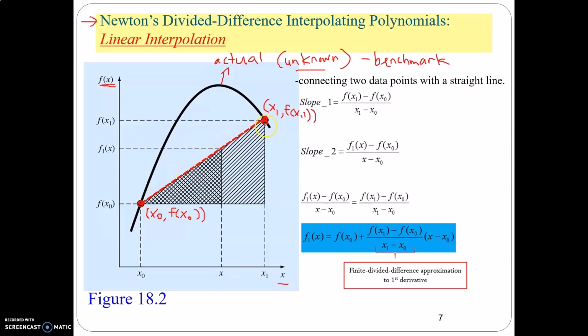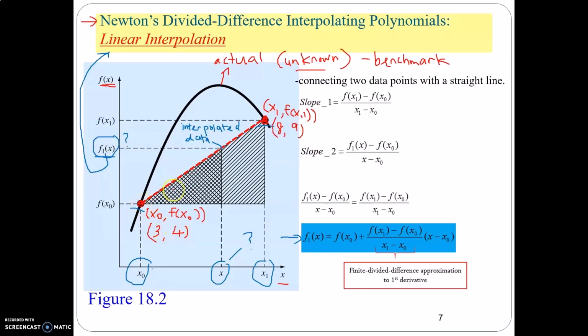By using these 2 points, we can connect them in a straight line. From this linear line, we can find the interpolation result, for example, f1(x). The number 1 here indicates the first order Newton method, which is the linear interpolation method. Basically, if the points at x0 and x1 are given here, then you want to find out the interpolated data at point x here.